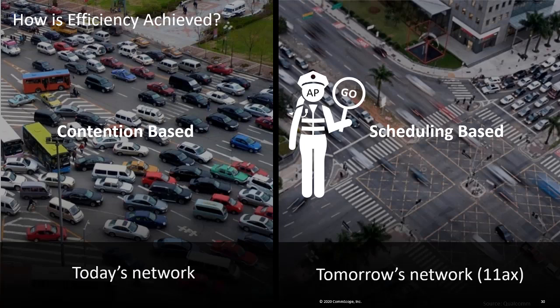The AP becomes the master and the Wi-Fi communication becomes more and more complex, but it also provides greater efficiency of the Wi-Fi spectrum.